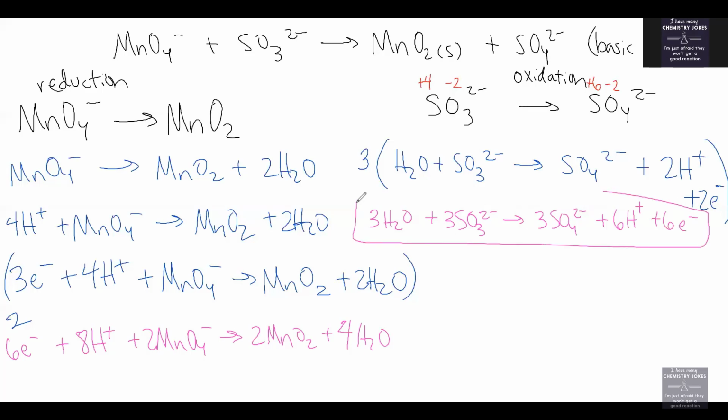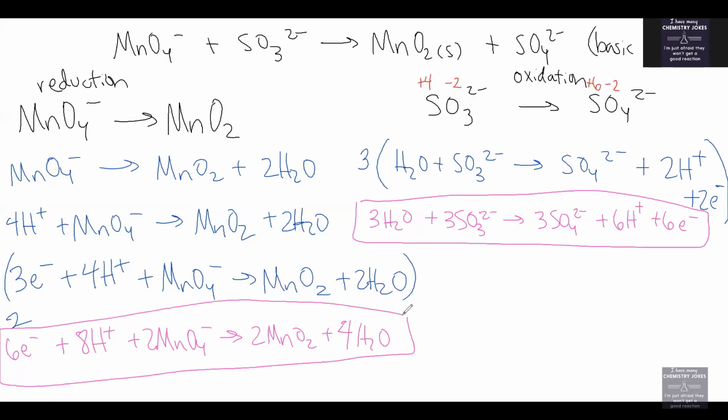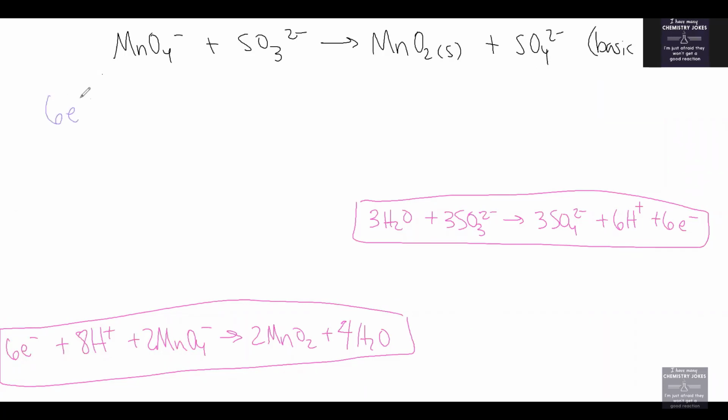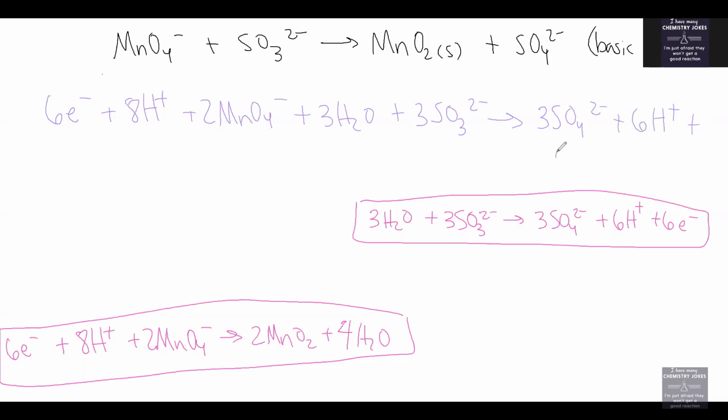We're now ready to combine this pink one and this pink one. Recombine your oxidation and reduction half reaction. Let me clear up some space. So my recombined equation becomes 6 electrons plus 8 H plus 2 MnO4 minus plus 3 H2O plus 3 SO3 2 minus yields, this is a long one, 3 SO4 2 minus plus 6 H plus 6 electrons plus 2 MnO2 plus 4 H2O. Maybe I'm just a giant writer.